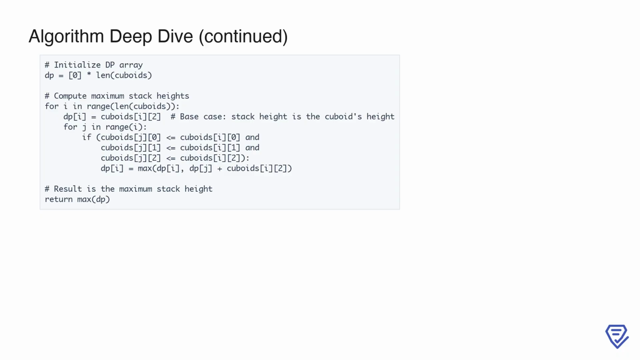We then iterate through all previous cuboids j and check if cuboid j can be stacked below cuboid i. If the dimensions of j are less than or equal to those of i, we update dp[i] to the maximum of its current value or dp[j] plus height[i]. Once we've processed all cuboids, the result is the maximum value in the dp array, which gives the tallest possible stack height. This systematic approach ensures that we account for all valid stacking configurations efficiently and accurately.